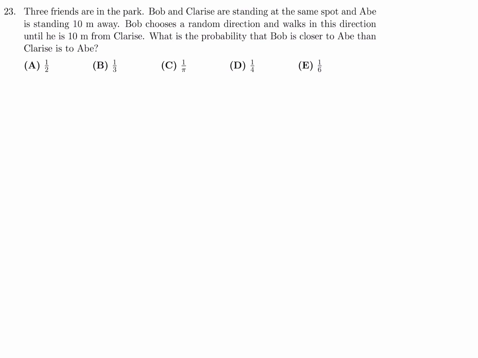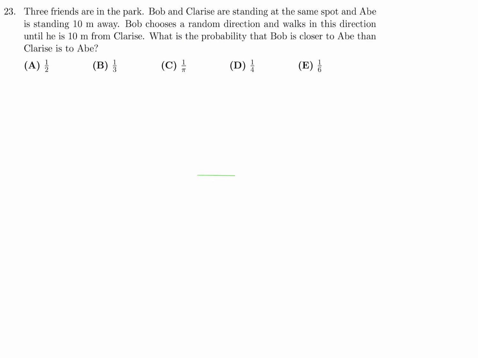3 friends are in a park. Bob and Clarice are standing at the same spot, and Abe is standing 10 meters away. Bob chooses a random direction and walks in this direction until he is 10 meters from Clarice. What is the probability that Bob is closer to Abe than Clarice is to Abe?